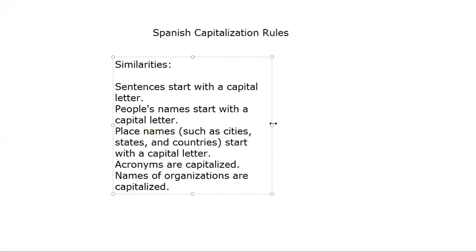In this video, we're going to talk about Spanish capitalization rules. We'll start by looking at similarities with English, and then we'll also talk about ways that the capitalization rules are different in Spanish than they are in English. So for similarities, we'll just take a quick look at these.